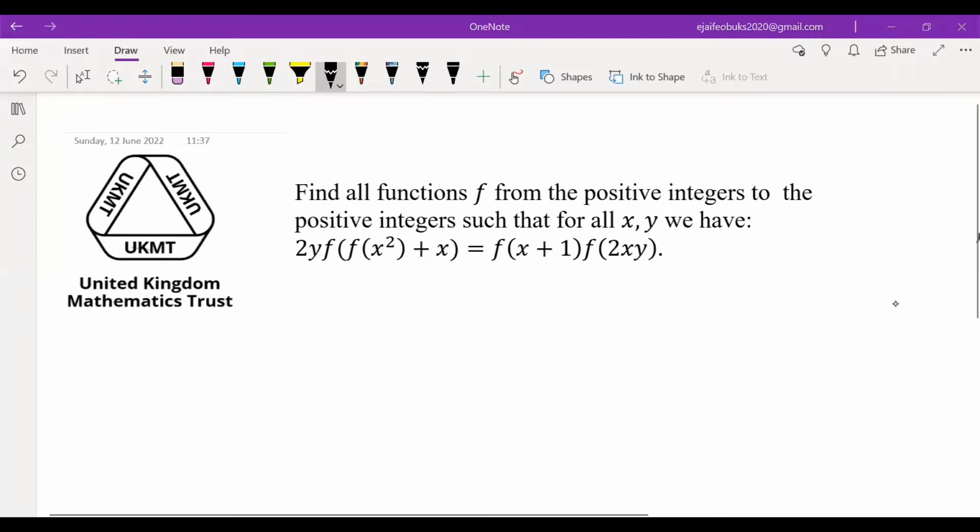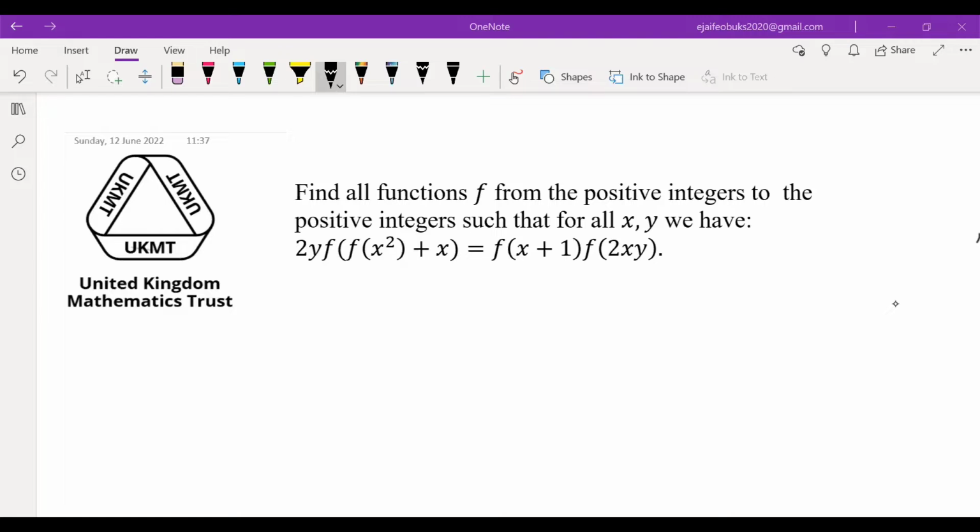Hello guys, it's me, Ubukome Jaife from Special Maths, and today we're having another problem solving session. Today we're looking at an algebra problem, because last time we looked at geometry. It's an algebra problem from the UK, this year's British Mathematical Olympiad second round, problem 2.